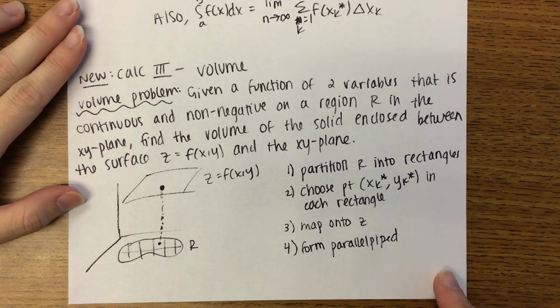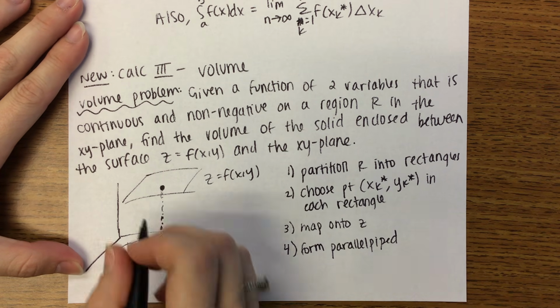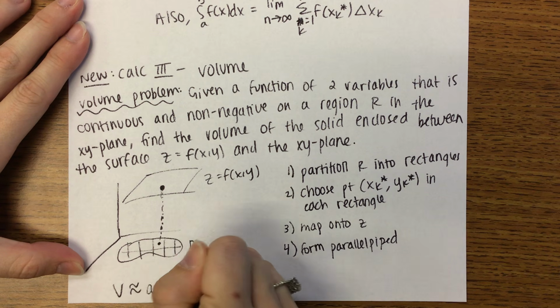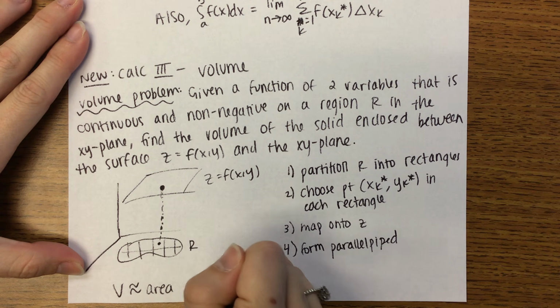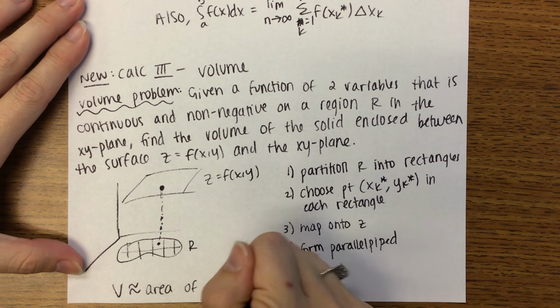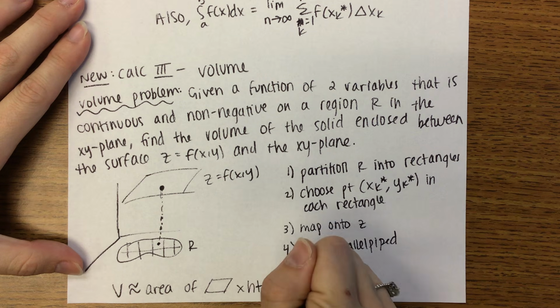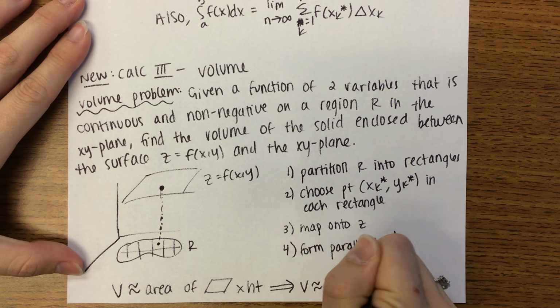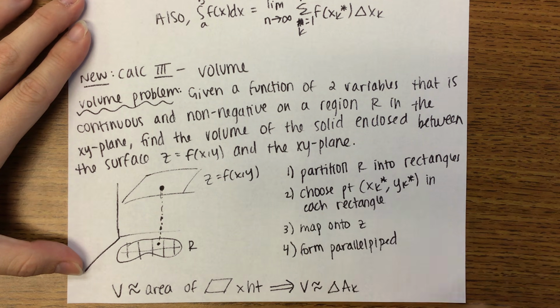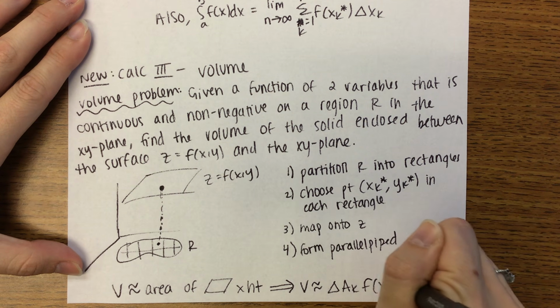Okay, so then the volume is approximately equal to the area of the rectangle, or the parallelogram, whichever one we have, multiplied by the height of each parallelepiped. And then, of course, we would add them all together. So what that gives us is that the volume is approximately equal to the area. The height is f of x_k star, y_k star.